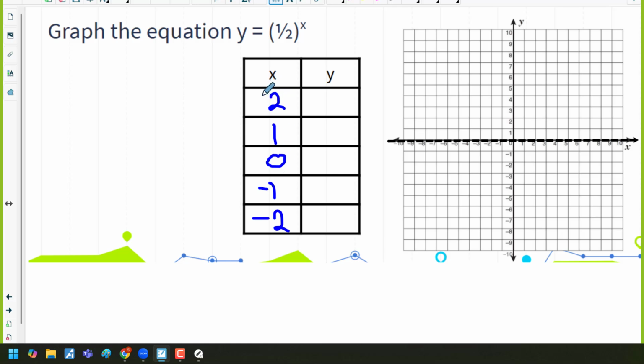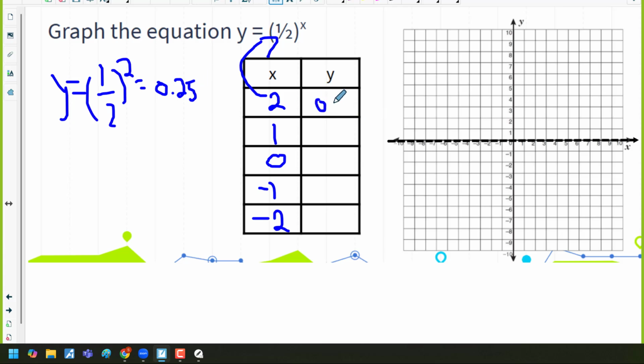Now, once you have these numbers, you plug them into the equation. Y equals 1/2 to the power of 2. So 1/2 to the power of 2, that's 1/2 times 1/2. And if you do that in your calculator, you'll get 0.25. Then we have y equals 1/2 to the power of 1. Anything to the power of 1 is just that thing, 0.5. 1/2 is 0.5. Anything to the power of 0, that's just 1.